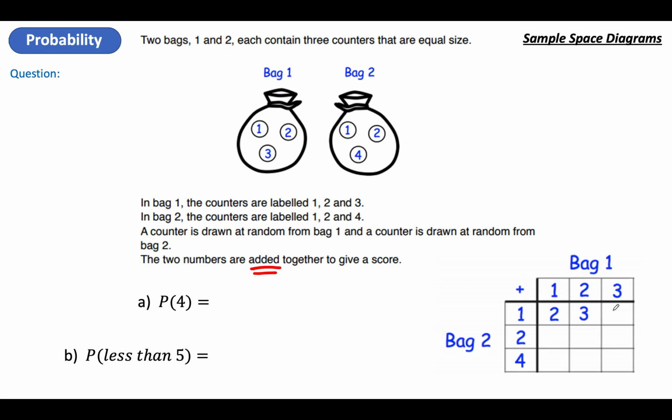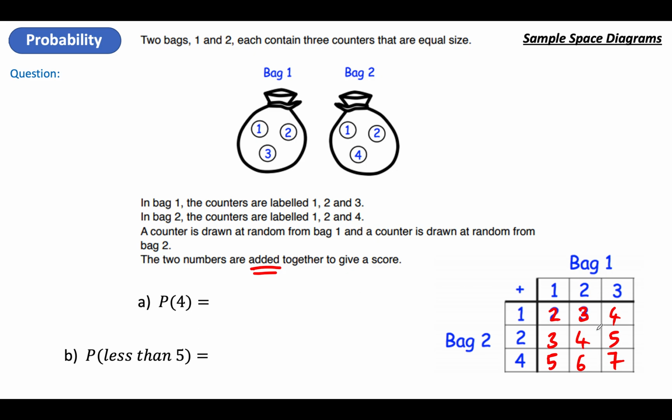So they've started one off for us. Remember, we're adding to get our score. So that was a 2. Let's just go over these in red so they stand out. 1 and 3 makes 4. 2 and 1 would make 3. 2 and 2 makes 4. 2 and 3 makes 5. 4 and 1 also makes 5. 4 and 2 makes 6. And 4 and 3 makes 7. So there are the 9 different combinations we could get, or 9 different outcomes we could get.